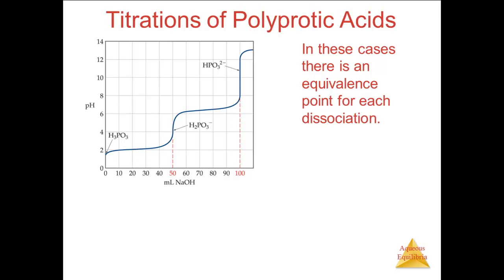Titrations of polyprotic acids. When we have a polyprotic acid, we have an equivalence point for each of the dissociations of the acid. For H3PO3, there are 2 acidic protons, so we have 2 rapid increases in pH. Each is shorter than for a monoprotic acid. The calculations are more complicated, particularly at the equivalence points. We will not get into this type of calculation in AP Chemistry.